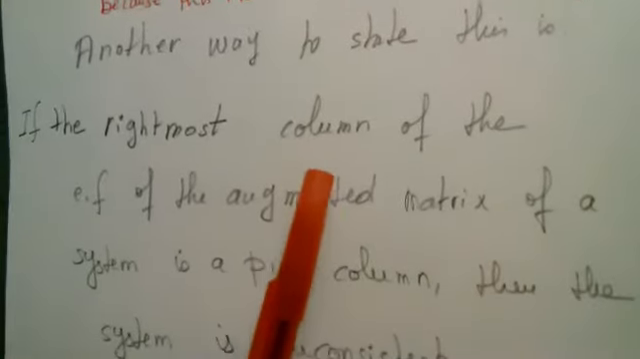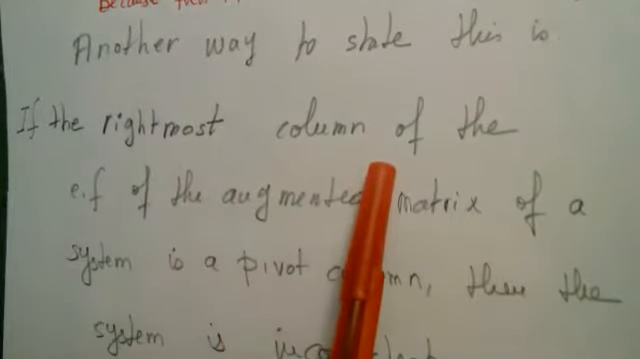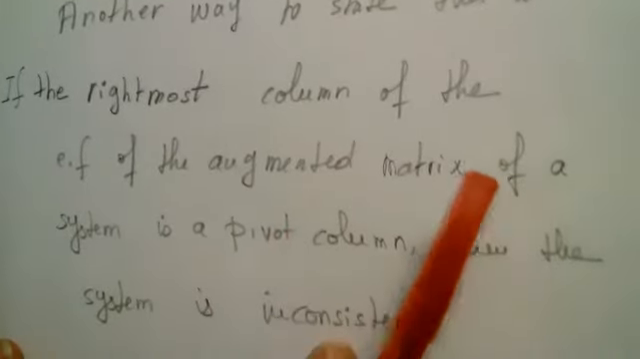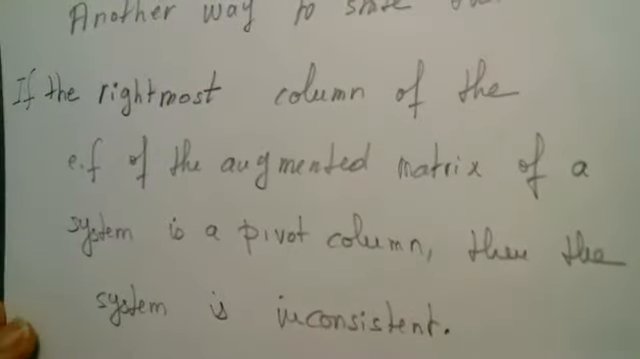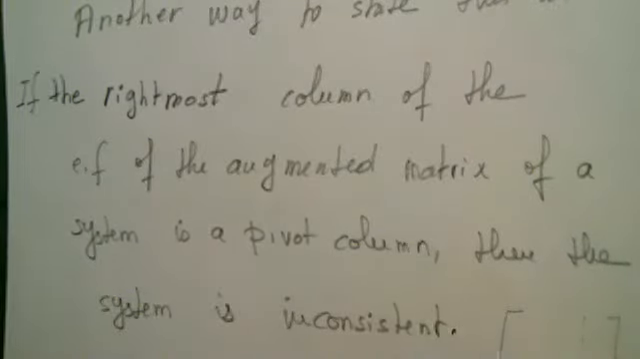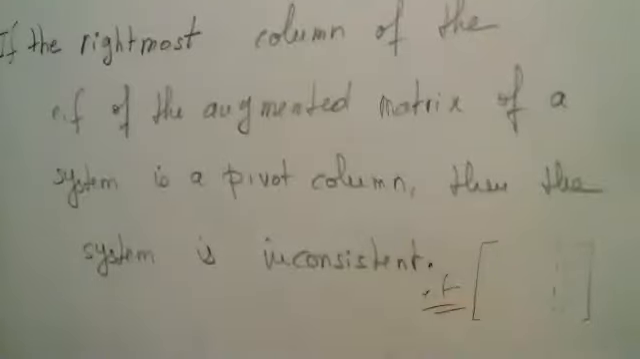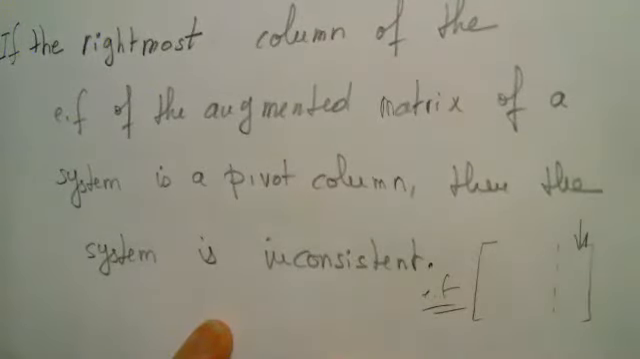Now, another way to state this is the following. If the rightmost column of the augmented matrix of a system is a pivot column, then the system is inconsistent. So it means you reach the augmented matrix, and the echelon form of the augmented matrix. What I'm saying is that if the rightmost column has a pivot, it means it has a leading entry. If this column has a leading entry, it means everything before it is a bunch of zeros. It means the system is inconsistent.